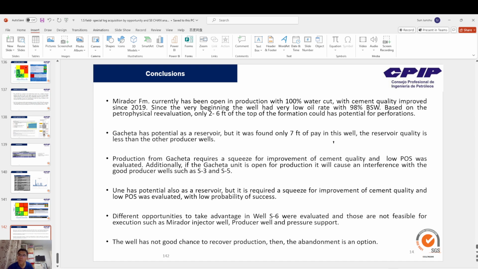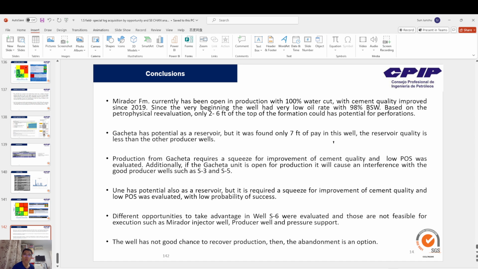Conclusions. Mirador Formation currently has been opened in production with 100% water cut, with cement quality improved since 2019. Since the very beginning, the well had a very low oil rate, with 98% BSW. Based on the petrophysical re-evaluation, only 2 to 6 feet at the top of the formation could have potential for perforations.